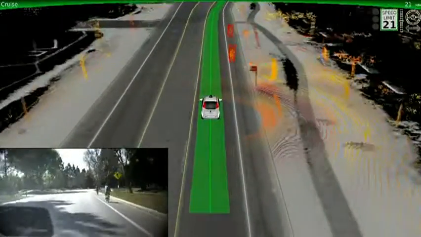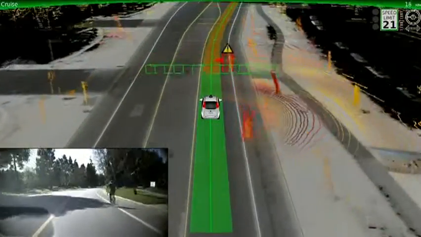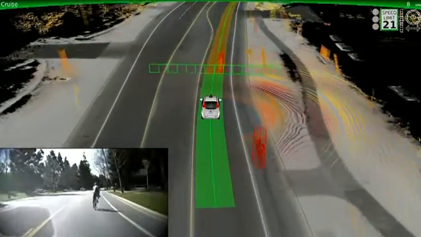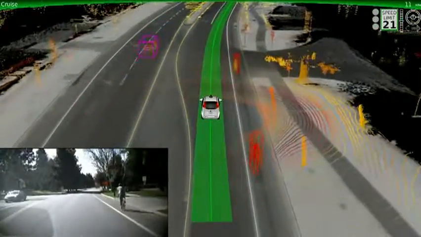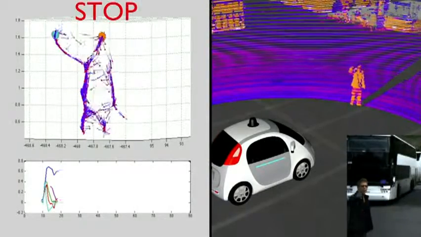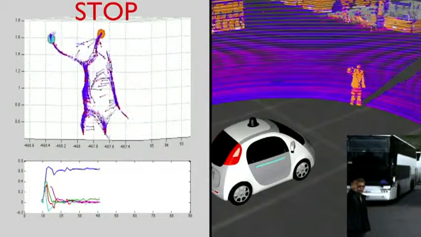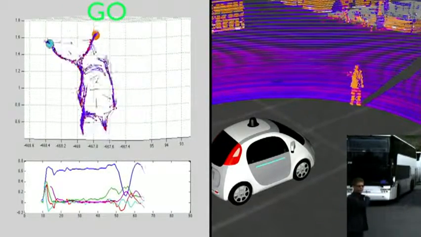When we're out on the road, other people have expectations. So when a cyclist puts up their arm, it means they're expecting the car to yield to them and make room for them to make a lane change. And when a police officer stands in the road, our vehicle should understand that this means stop, and when they signal to go, we should continue.